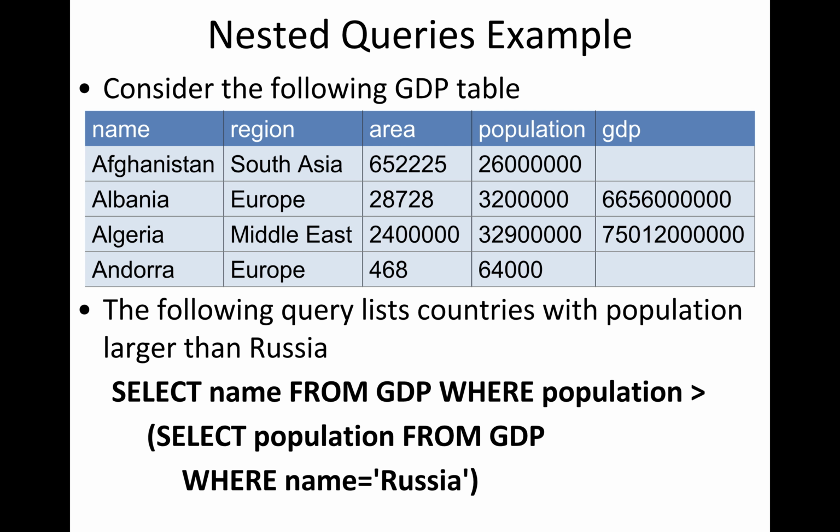Here we have another example where we're using an inner query to first identify the population for where the name of the country is Russia, and then we're using that in an outer query to compare and extract the name of the region where the population is greater than whatever we extracted. So this might come back with multiple values of population, and then we can query outside and aggregate that value up higher.